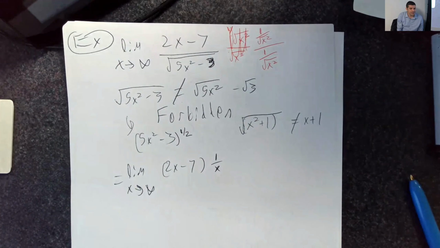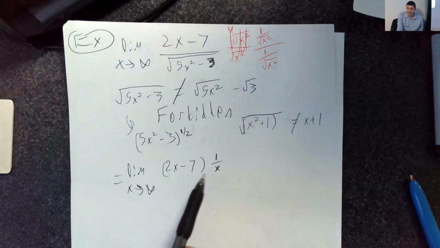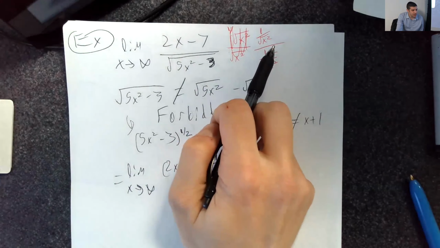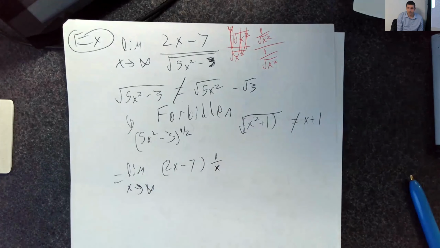I skipped a step. Why am I allowed to make it 1 over x? Because positive. Because positive infinity. That's right. Yes. Very good. If it was negative infinity, it would be absolute value of x because x squared is positive, radical x squared is positive, so I get absolute value. If it was negative infinity, it would become a negative x to make it positive. Good.